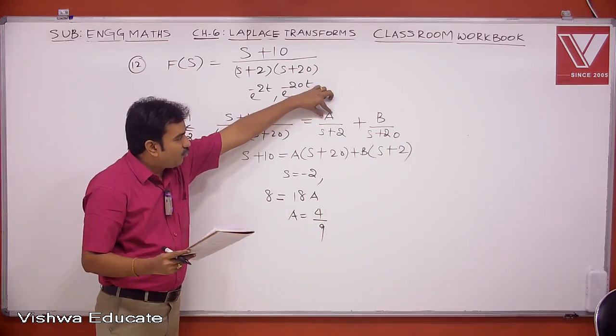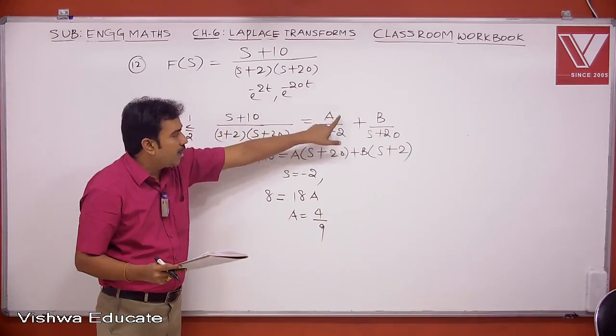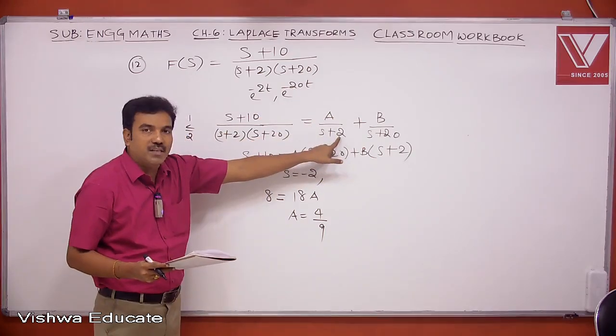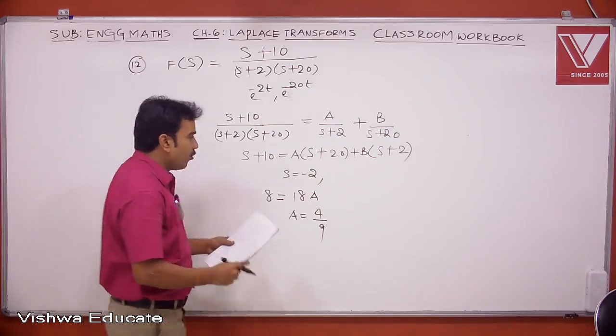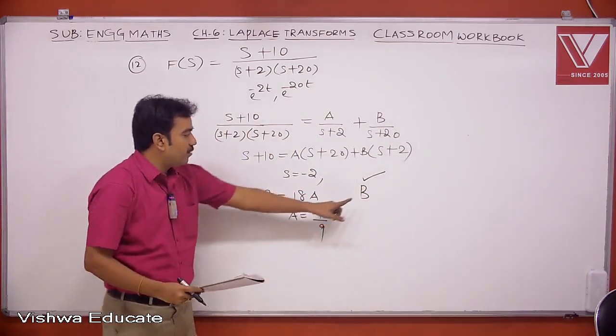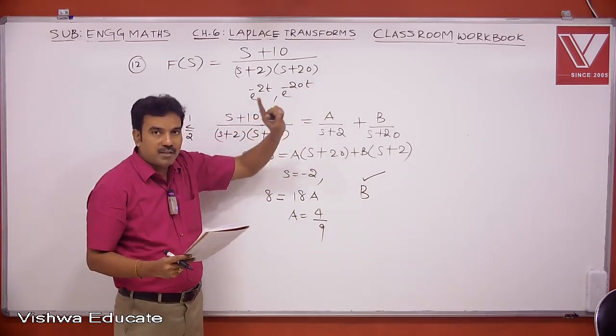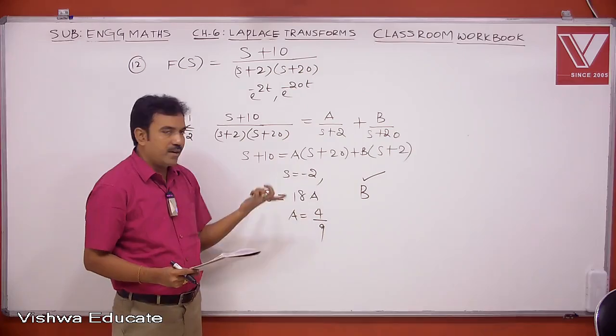So we have only one option with a value of 4 by 9. Actually this 4 by 9 is the coefficient of e power minus 2t, because inverse Laplace of 1 by (s plus 2) is e power minus 2t. Therefore the answer is B, because in option B only the value of a is 4 by 9. Only one option contains a value 4 by 9. So it is option B.